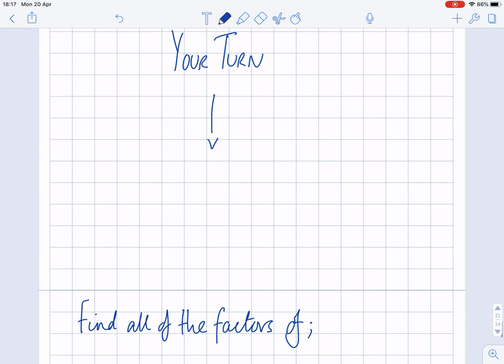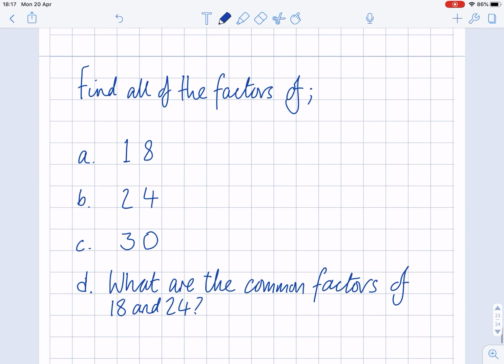So now, as I've said, it's your turn. You need to find all the factors for these numbers, 18, 24, and 30. And then you need to write down what are the common factors of 18 and 24. So pause now, and remember, there's two ways of doing it. You can either do like I did and count up in the numbers and say, do I land on, for instance, 18? Or think, right, can I divide 18 by that number to give myself a whole number answer? All right, so pause now, have a go. Okay, and then we'll go through the answers. Good luck.